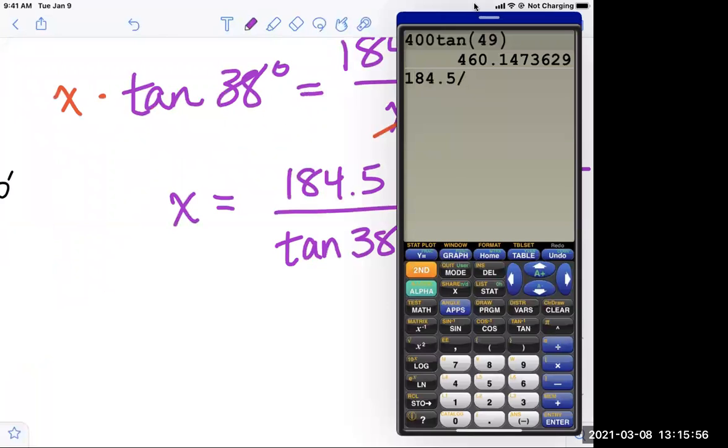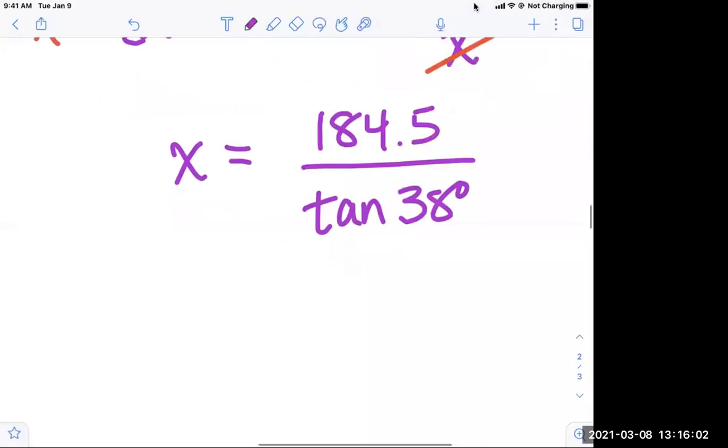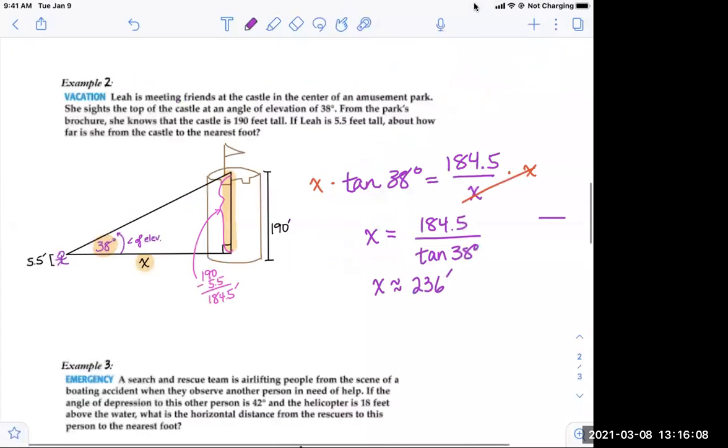184.5 divided by tangent 38. And then again, it asks us to round to the nearest foot. So that would be approximately 236 feet is how far she is from the castle. And again, you want to pay attention at the beginning to round to the nearest foot.